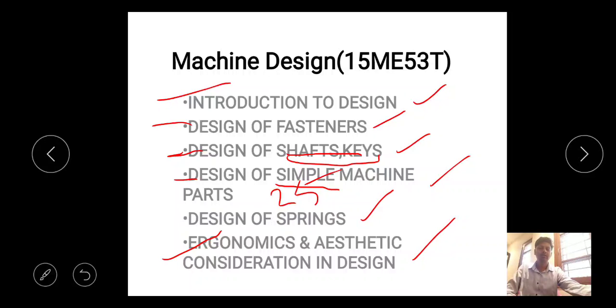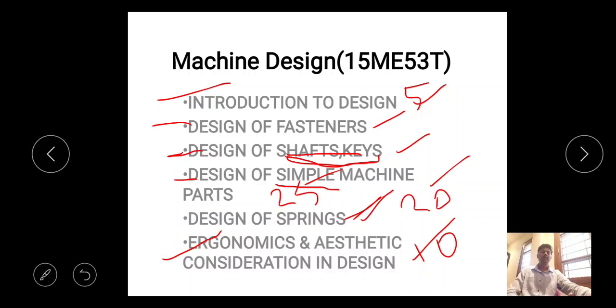And yesterday I told you that shafts and keys have 15 marks of problem and 5 marks of theory. I had just told it in reverse, as 5 marks problem and 15 marks theory. It is not that; it is 15 marks problem and 5 marks theory. In design of springs, it is 20 marks. And the last unit is for 10 marks, and the first unit is for 5 marks.